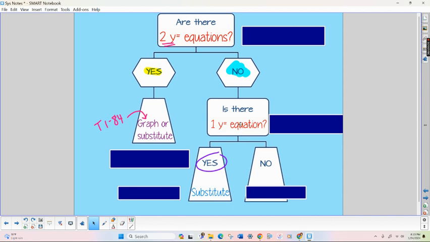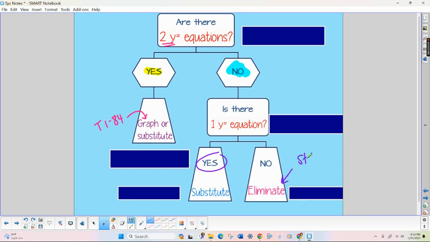However, there is that chance where we say, no, there are not two y= equations, and no, there's not even one y= equation. If the answer is no both times, that means they are both in standard form, and that's when we would eliminate. The only time we eliminate is when they are both in standard form. Any other time we would have at least one y= equation, and that means we would substitute most of the other time.